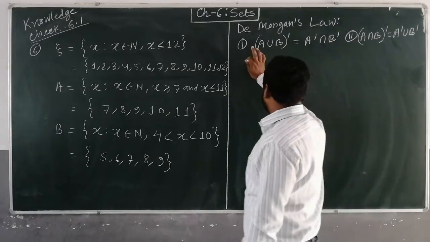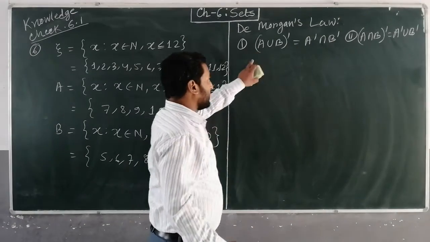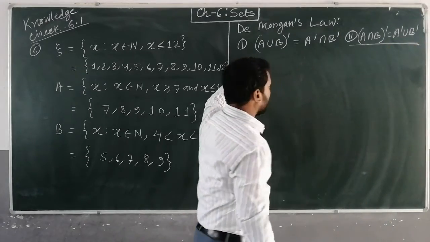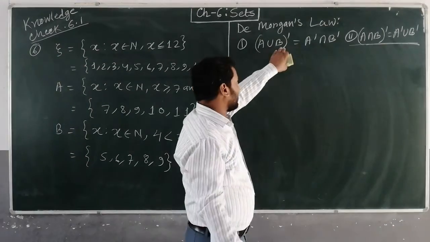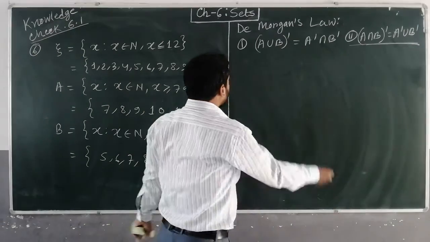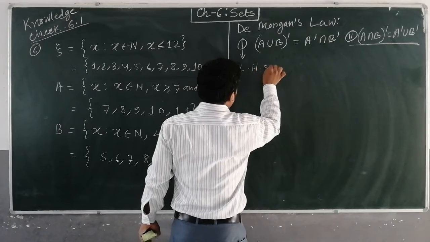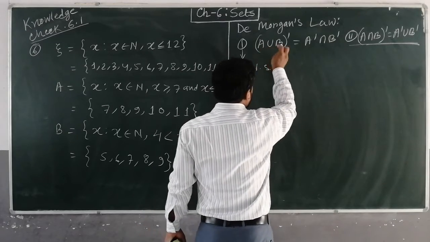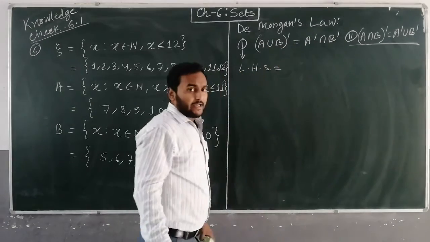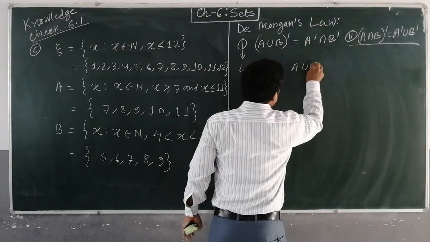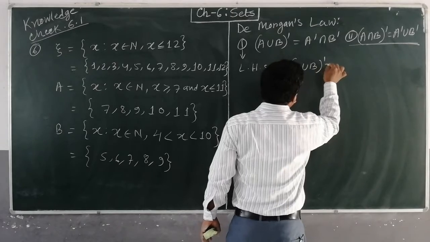So I am trying to verify the first law, and the second you will verify yourself at home. I am verifying the first part. At first you have to take the left hand side. To verify means you have to show that left hand side equals right hand side. So I am taking the left hand side first. Left hand side is (A union B) complement.